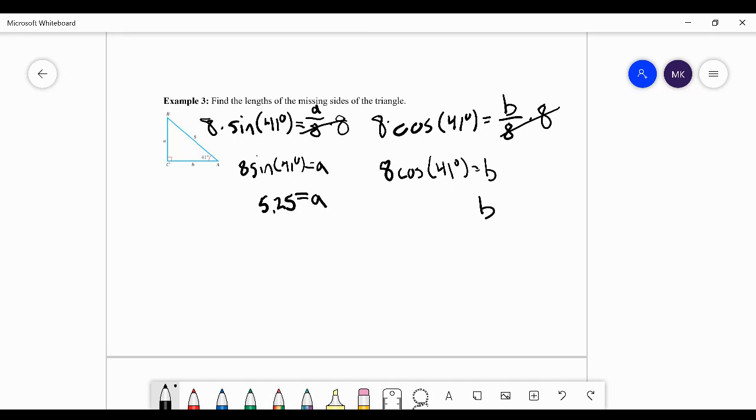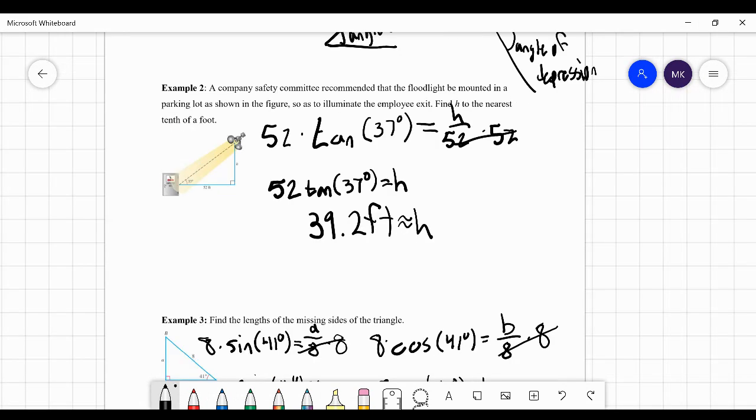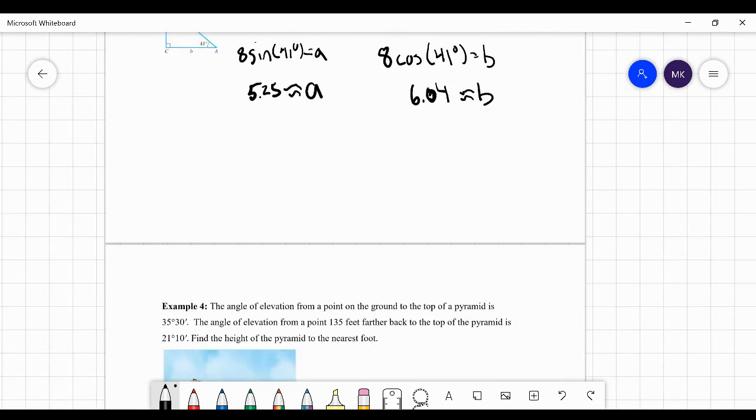And that is approximately. Now we are just going to do the same thing, but instead of sine, we're going to do cosine, and we get 6.037. So we get that B is approximately 6.04. Okay, these are pretty simple, right? The hardest part with any of these problems is identifying what trig function you need to use.